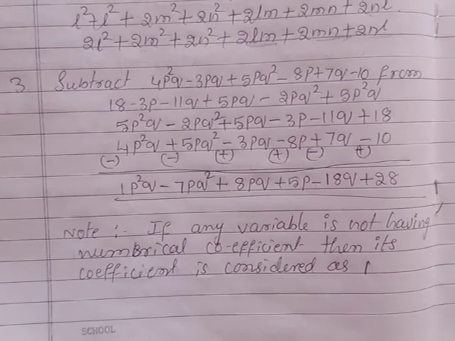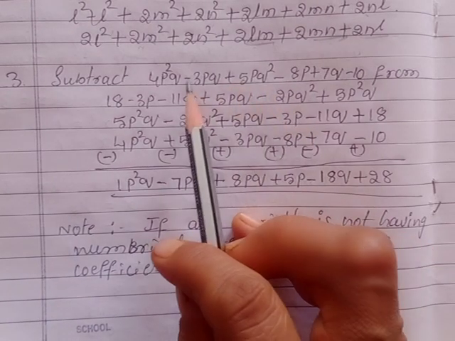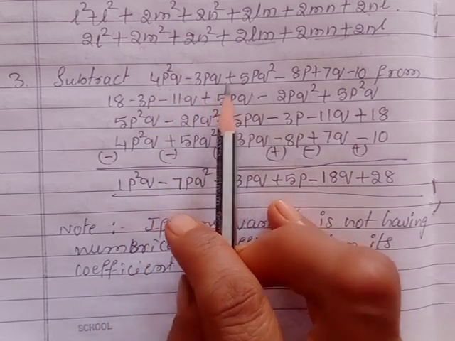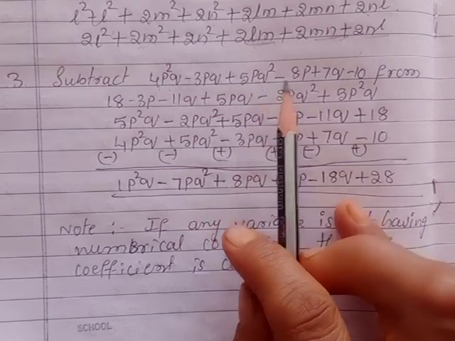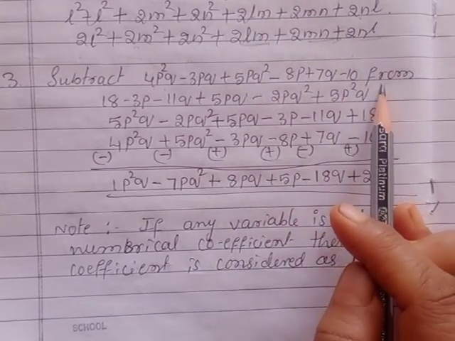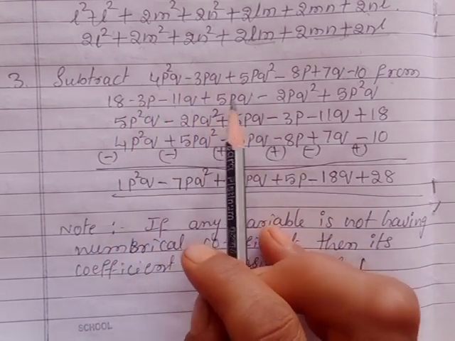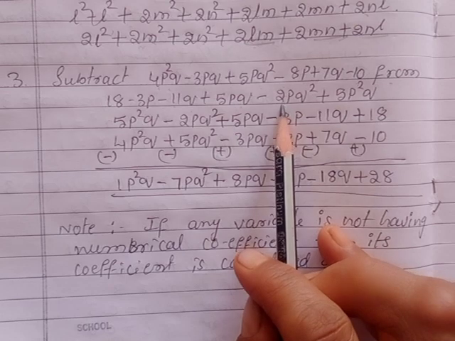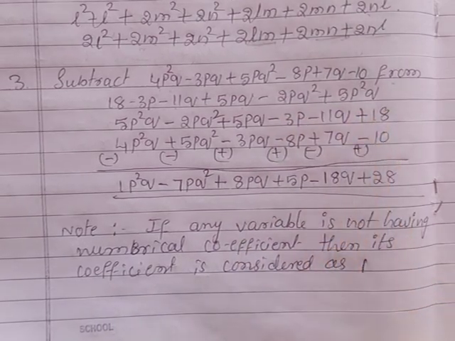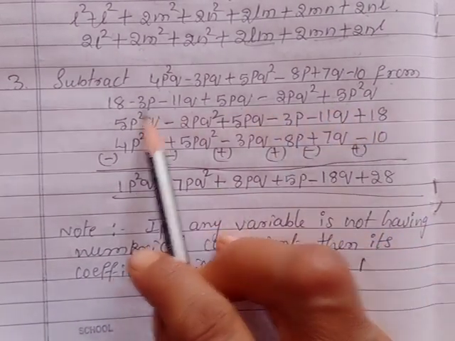So let us go with the subtraction problem. Here: subtract 4p square q minus 3pq plus 5pq square minus 8p plus 7q minus 10 from 18 minus 3p minus 11q plus 5pq minus 2pq square plus 5p square q. Okay, so this is the expression we are having.